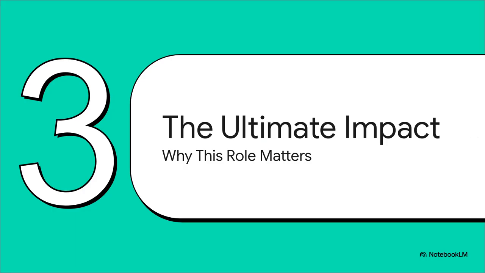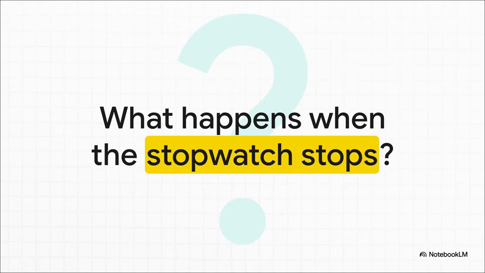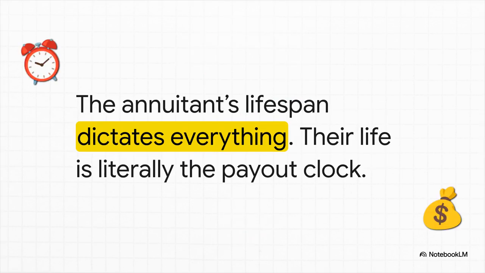So, we've defined the role, we've looked at the mechanics, but this all leads to one critical question. What is the ultimate consequence of being the annuity's human stopwatch? Exactly. It brings us right back to the beginning. When that human stopwatch stops, what happens to the flow of money? This is the absolute bottom line. The annuitant's life literally starts and, in many cases, stops the flow of money. Their lifespan isn't just some factor in the calculation, it is the payout clock.